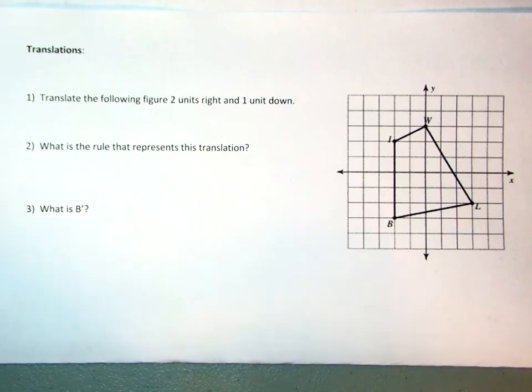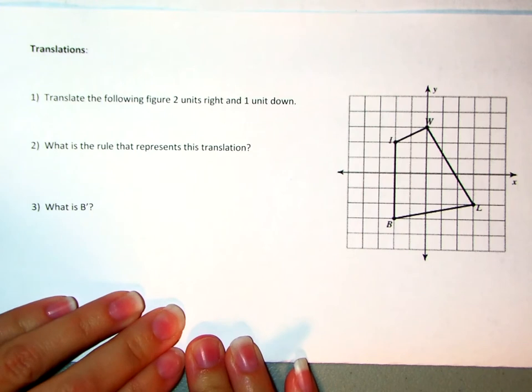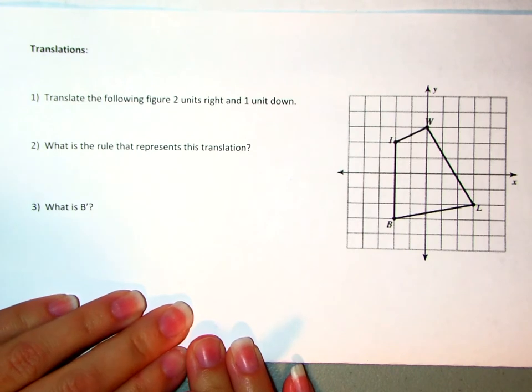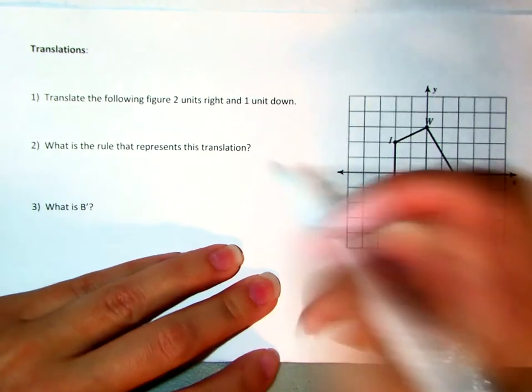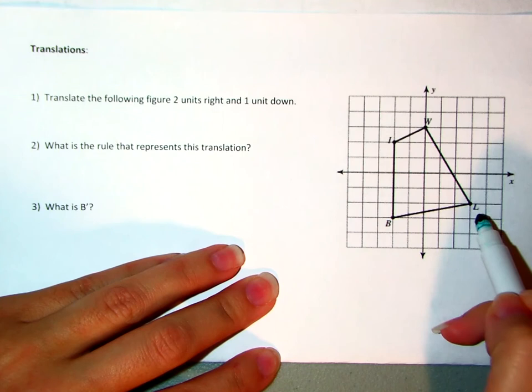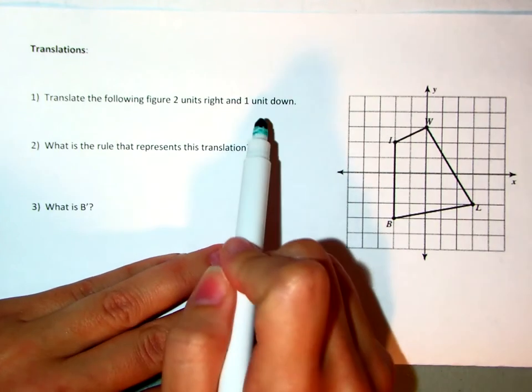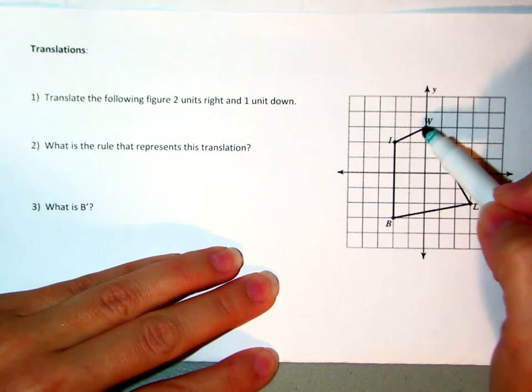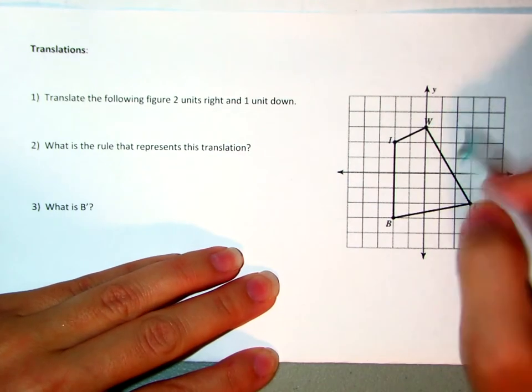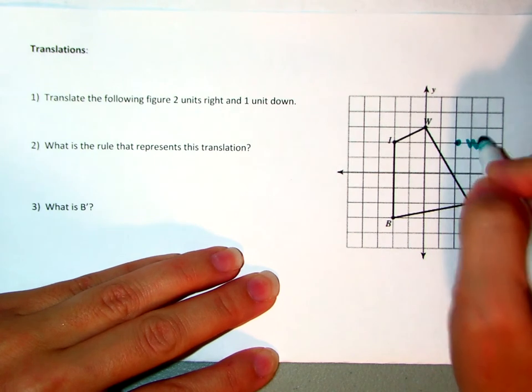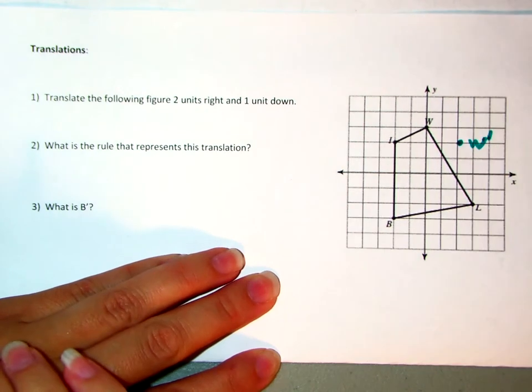This lesson is on translations. In number 1, it says we're going to translate the following figure 2 units to the right and 1 unit down. When you do a translation, basically you're taking every single point and just moving it in the direction that you've been told. So if I start with W and I move it 2 units to the right and 1 unit down, this is where my new image coordinate is going to be, or W prime.